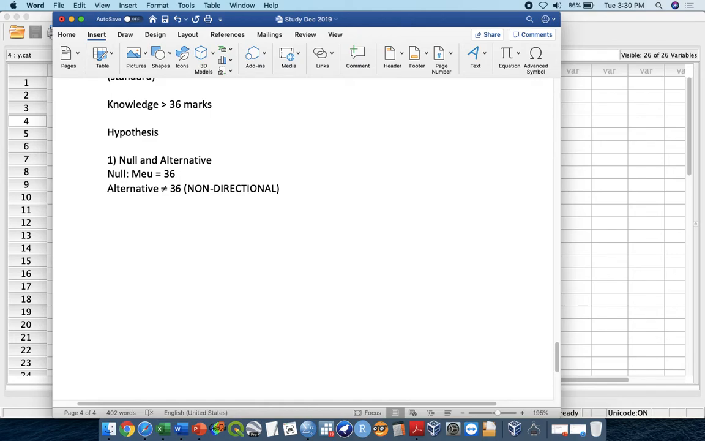What about the wording in terms of normal human speaking? This one is the statistician's speaking. This one is the human's speaking. We are going to say there is no difference. There is no significant difference of the knowledge score when compared with the standard, which is the standard indicating 36.